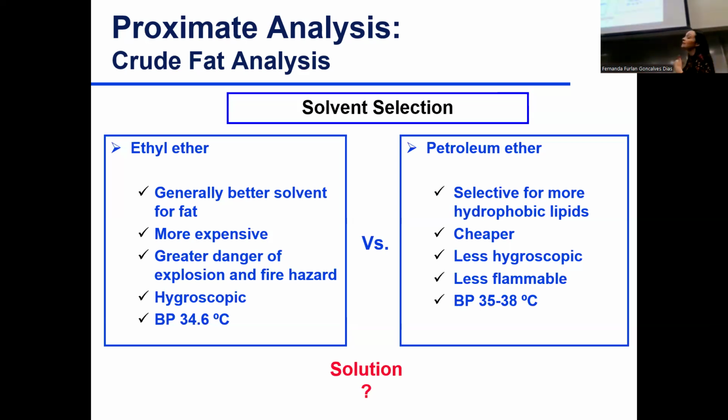But our petroleum ether is more on the non-polar side. So you have a polar and a non-polar solvent. Petroleum ether is selected for more hydrophobic lipids, is cheaper, less hygroscopic, less flammable. So what do we do if we have two solvents and we don't know what to use? A good solution is to mix them both, right? This is an option because then you are extracting, remember, the more polar lipids, that are the smaller free fatty acids, the phospholipids, and also the non-polar ones, the triacylglycerols, for example.